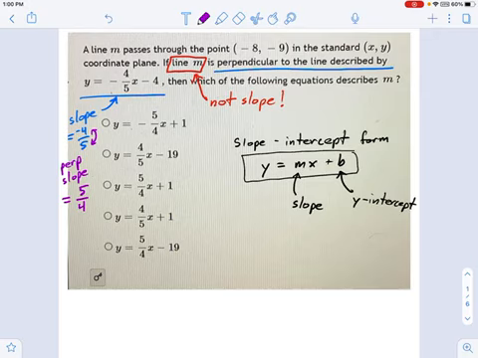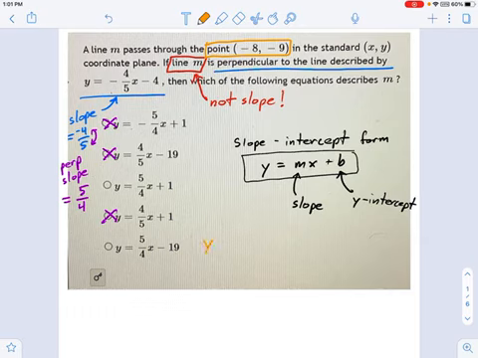So if I'm looking for a slope of 5/4, that means I can rule out this one, and this one. I've only got two options left: a +1 y-intercept or a -19 y-intercept. And to figure out which one it really is, you have to use this final piece of information here: the line M passes through the point (-8, -9). And anytime you see the phrase "passes through the point," that's code for plug that point into your equation.